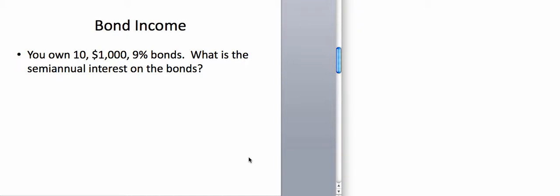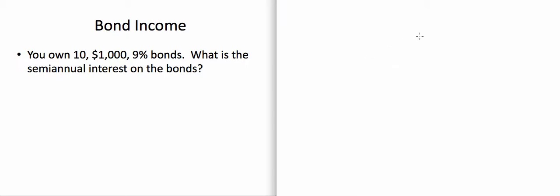So if we look here, you own 10 $1,000 9% bonds. What's the semi-annual interest on those bonds? So we're going to start off with 1,000. We multiply that by 9%, 0.09, and we multiply that by 0.5 or 1/2, and that gives us an answer of $45. So that's our interest.